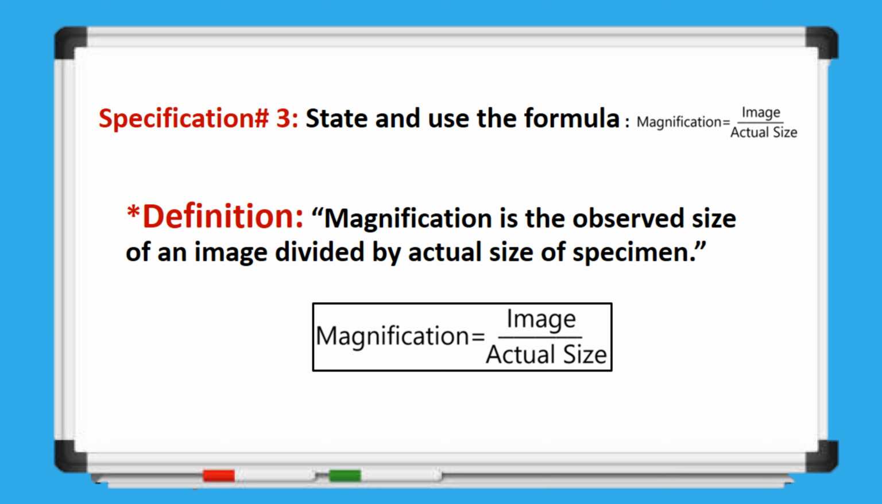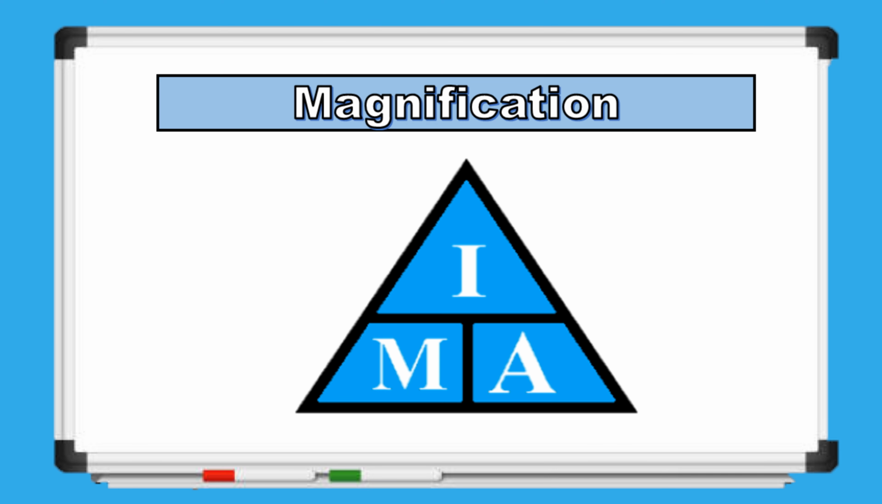To calculate magnification, you need to use this formula, that is, magnification equals image size divided by actual size of the specimen. This formula helps determine the magnification factor, a numerical value that tells you how many times larger the image is than the specimen itself. Take a look at this triangle diagram, also known as the magnification triangle. It's a simple yet effective tool that helps students understand and apply the magnification formula in microscopy.